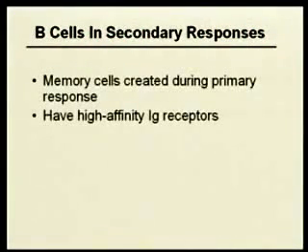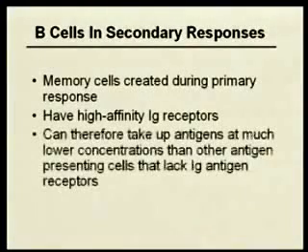These memory cells have very high affinity receptors, so they're able to bind antigen with very high affinity. Therefore, it takes very small quantities of the antigen to activate these cells. So it takes much lower concentrations of the antigen for the B cell to be able to pick it up and then present it to the T cell.